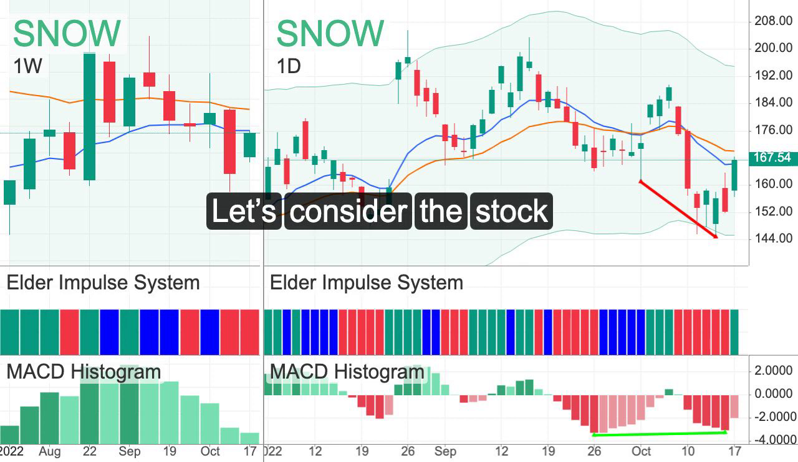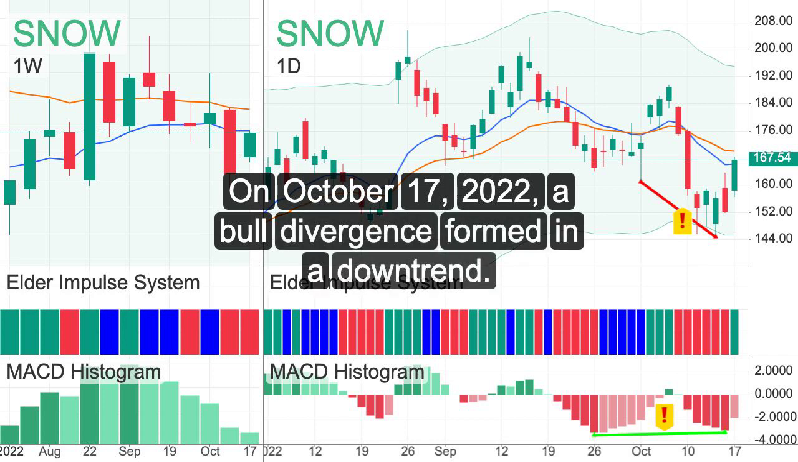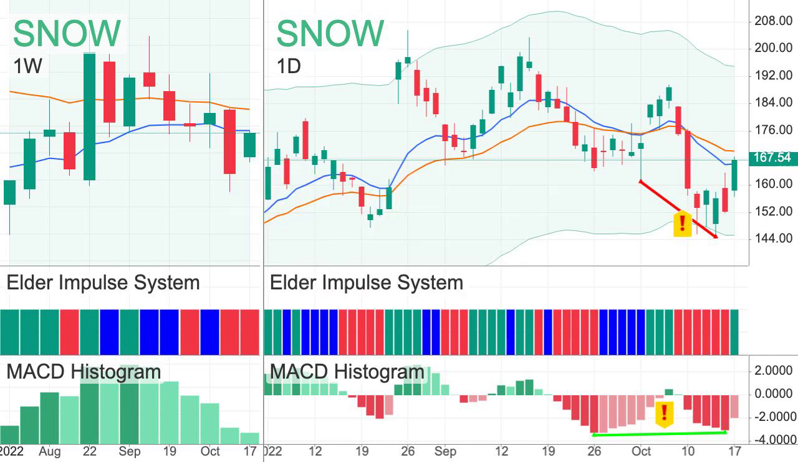Let's consider the stock of Snowflake Inc. On October 17, 2022, a bull divergence formed in a downtrend. This is a strong buy signal. There is a first light bar on the histogram. Are you ready to submit a buy order?